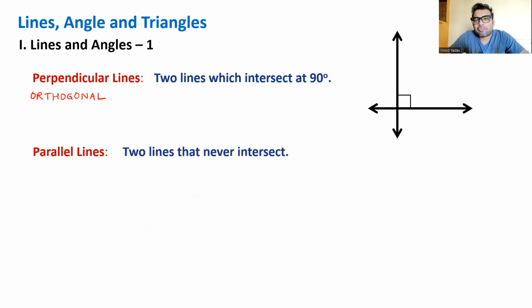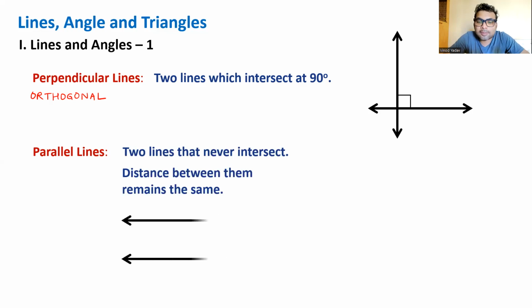Parallel lines, the lines which never intersect. In short, you can say that the distance between them remains the same throughout.